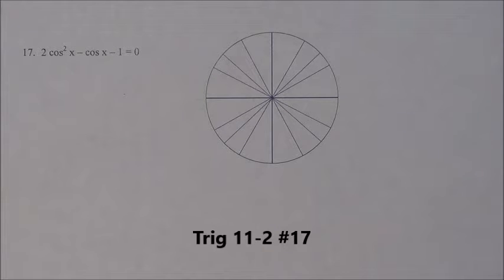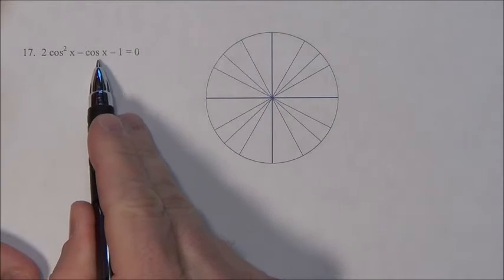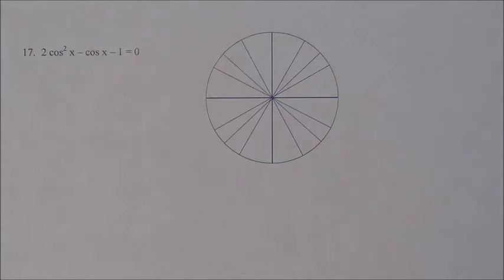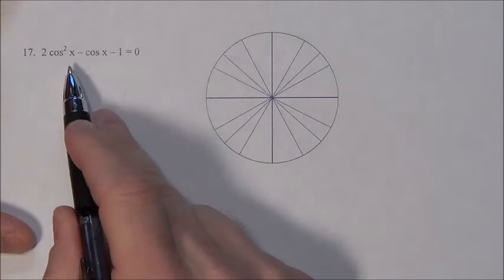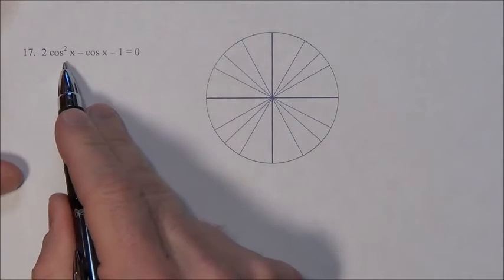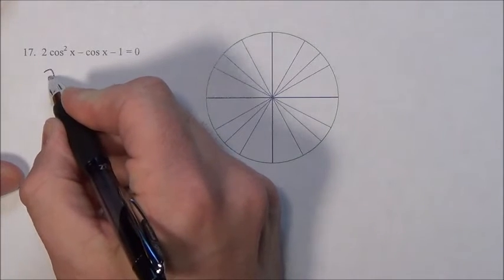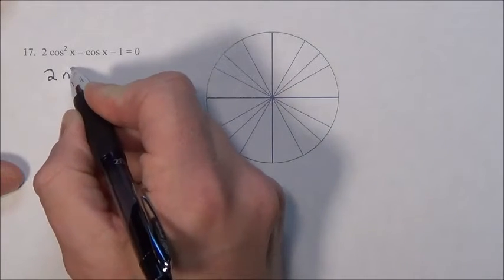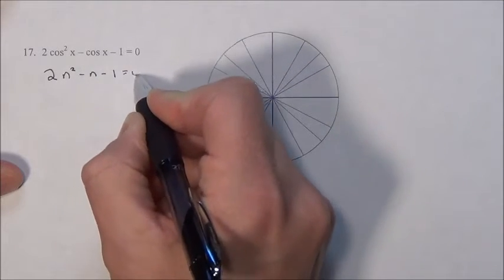Alright, here's problem number 17. It says 2 times the cosine squared of x minus cosine of x minus 1 equals 0. When we look at this, we're like, hey, this doesn't have something times something equals 0. So what is this? Just treat this as if it were, let's say, 2n squared minus an n minus a 1 is 0.